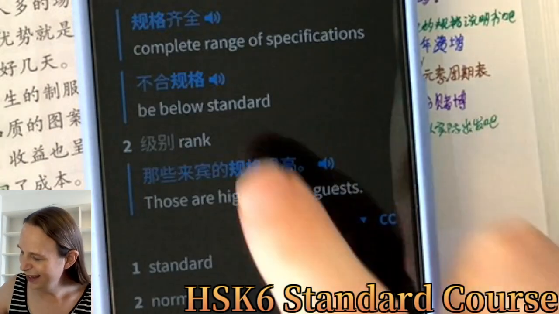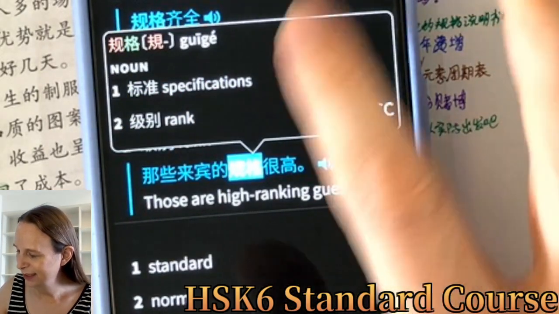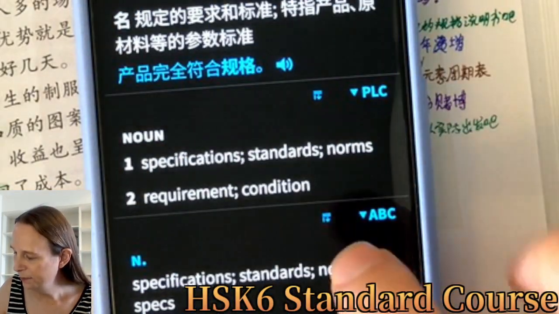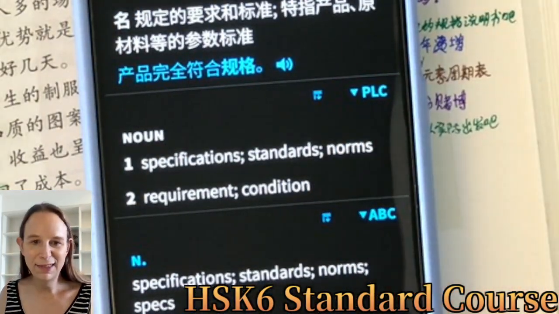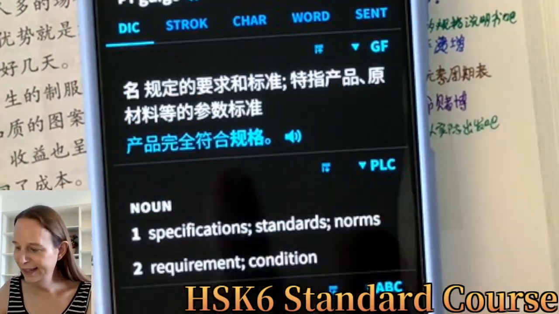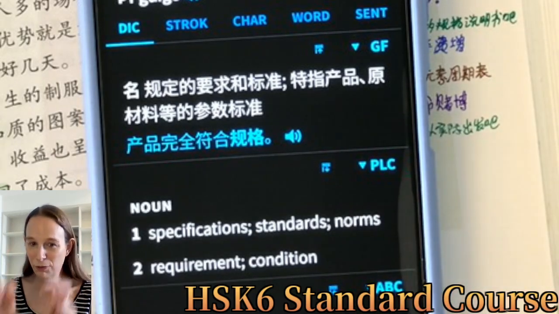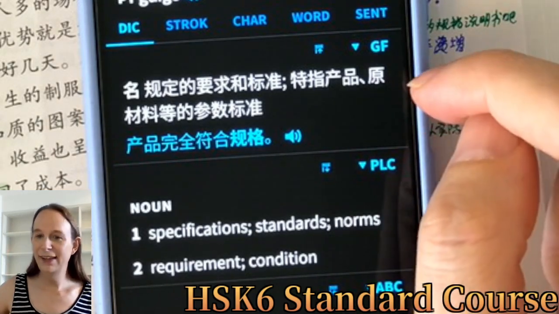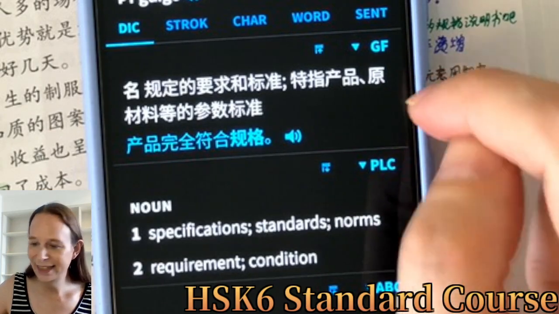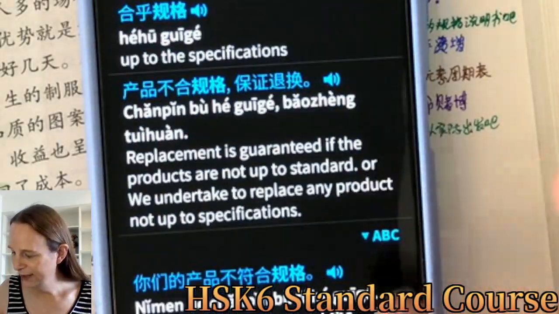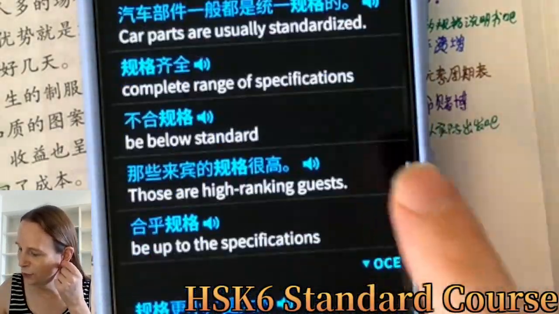So their rank. That seems to be a specific usage. I don't know about that. So I'm not sure about norms. Norms doesn't make sense here. It doesn't match my understanding of the English word norms, it doesn't match my understanding of the Chinese definition here. Nor does any of these examples seem to have any relation to norms.